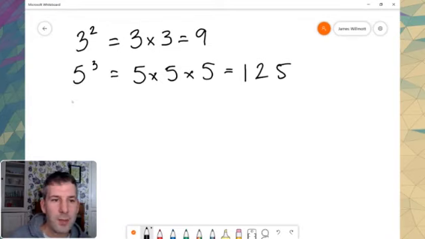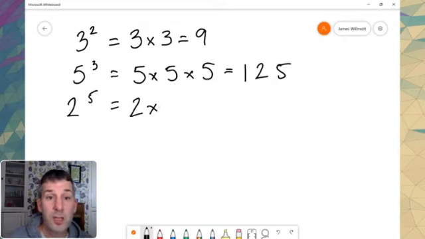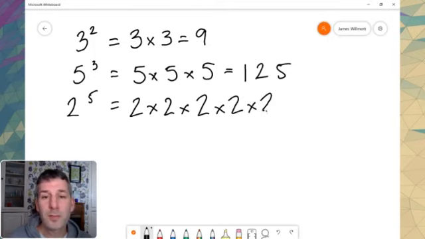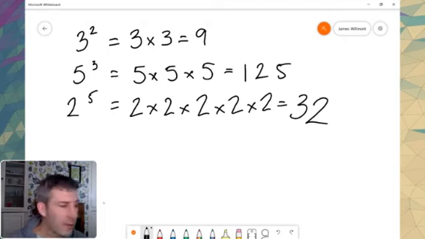Okay, let's say I've got 2 to the power of 5. That just means 2 times 2 times 2 times 2, and one last time, times 2. We've got to work out what that is. So 2 times 2 is 4, times 2 again is 8, times 2 again is 16, and then times it by 2 one last time is 32. So 2 to the power of 5 is 32. That's how powers of numbers work, and like I say, we call those indices as well sometimes.